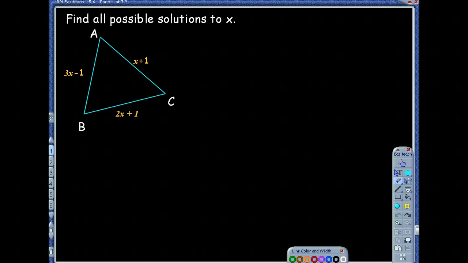We're thinking along the line that any two sides added together have to be greater than the third side. So how many different inequalities do we need to set up? We're going to have 3 different inequalities, like the one we did last night. Ms. Hoakraby, you set up the first one. So let's start with 3x minus 1 plus x plus 1 has to be greater than 2x plus 1.